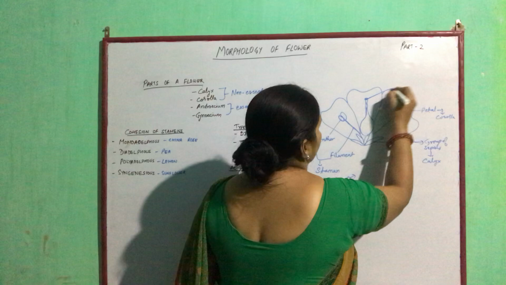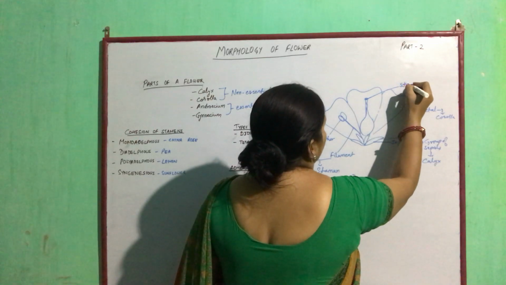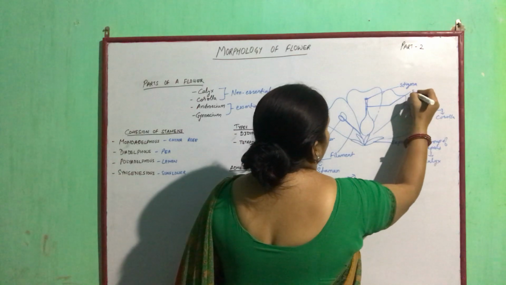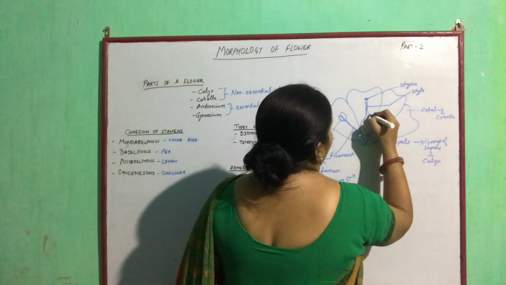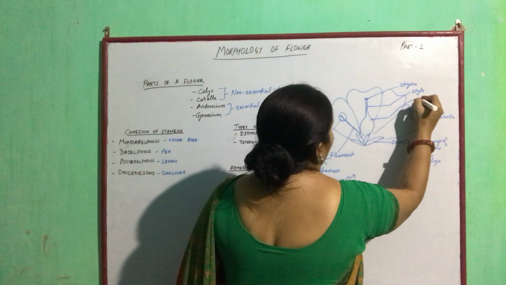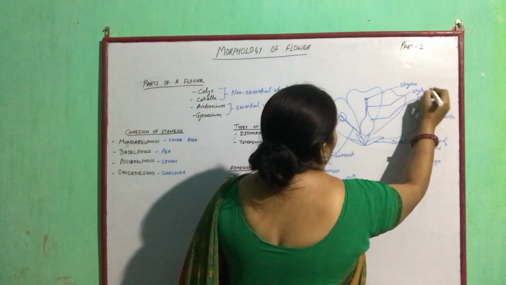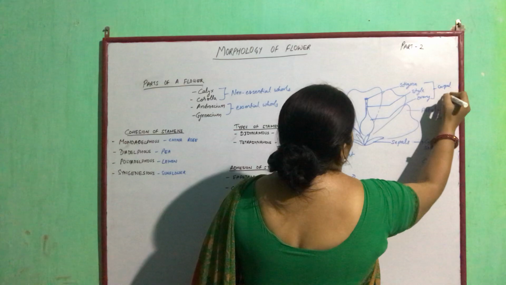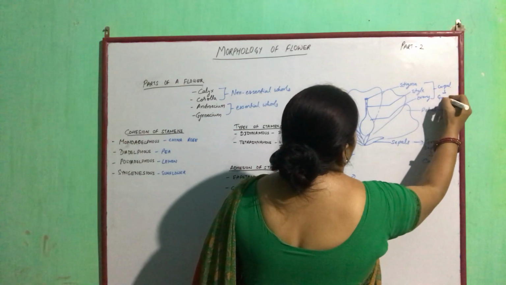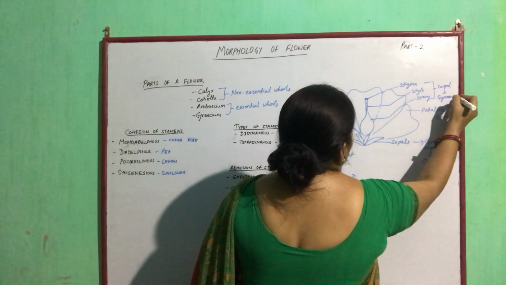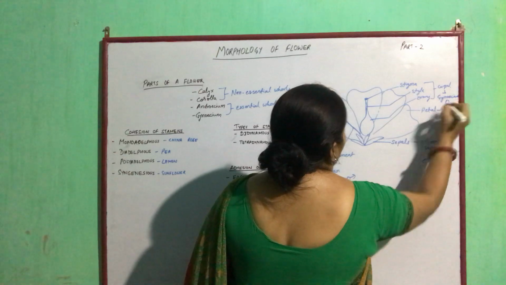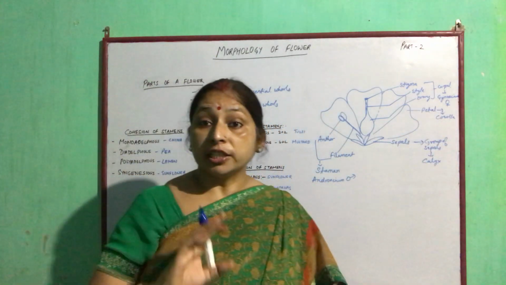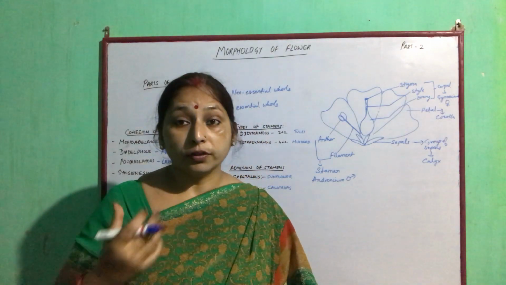This one, the stigma, style and ovary, all these three form a carpel, and this is the gynoecium. It is the female reproductive part. Now these are the essential and non-essential whorls of a flower.